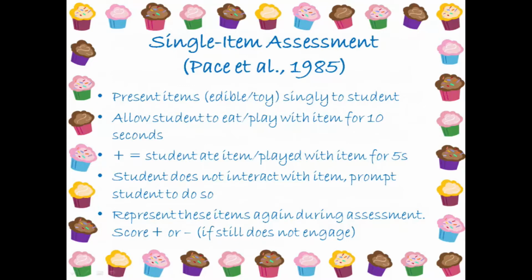The simplest preference assessment is the single item assessment developed by Pace et al. In this assessment, the instructor presents items, either edibles or toys, singly to the student. The instructor allows the student to eat or play with that item for 10 seconds. If the student eats or plays with the item for 5 seconds, they score a plus on that item. If the student doesn't interact with the item, the instructor prompts them to do so, then re-presents those items again during assessment. Either they'll engage with them this second time, plus, or not, a minus.